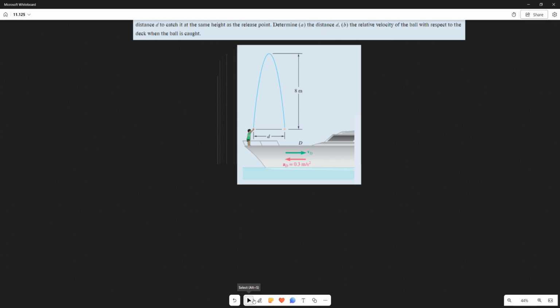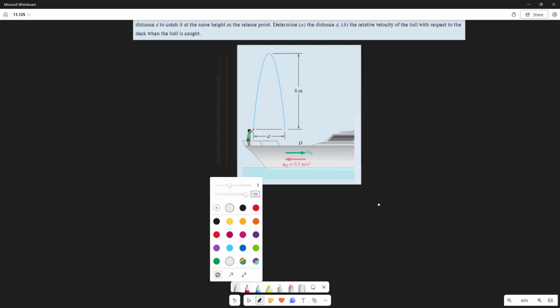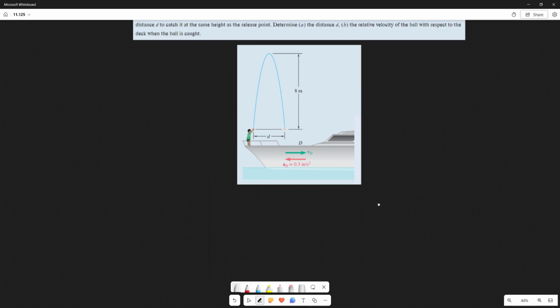And our main goal here is to first determine, given the height that this ball travels, what was the initial y velocity that the ball was thrown with, and how long does it take the ball to follow this trajectory? Okay. So the first thing I want to do is solve for the initial y velocity that the ball was given by the boy in order for it to reach a height of 8 meters.